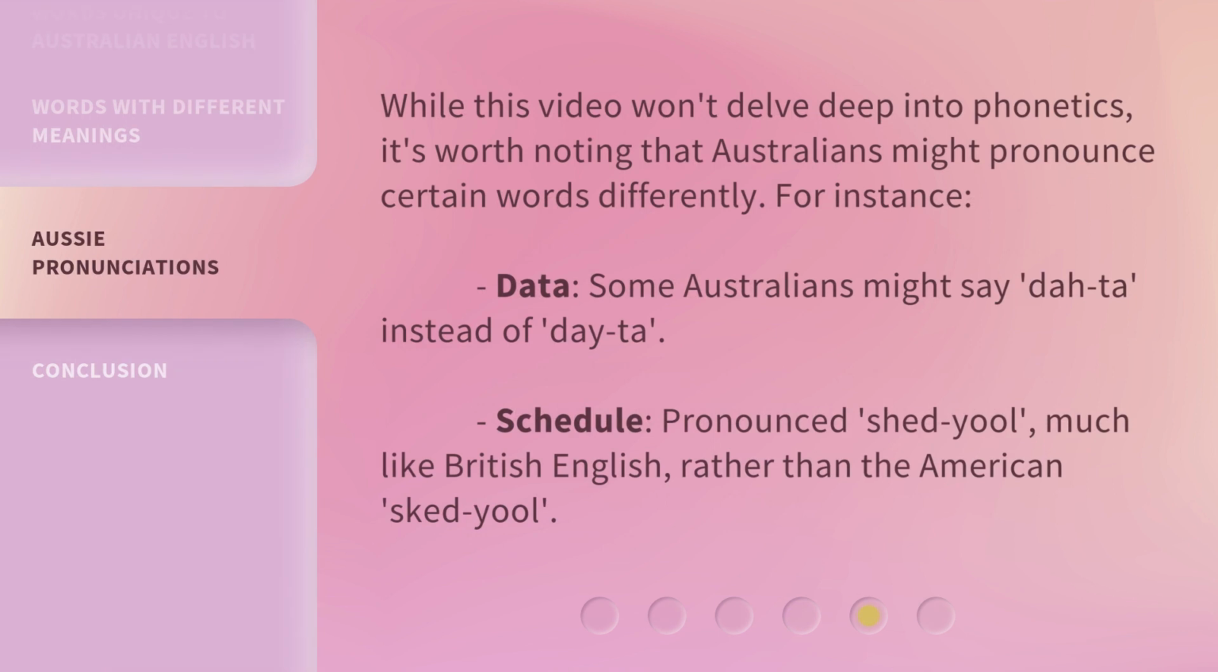Mozzie, an informal term for mosquito in Australian English. While this video won't delve deep into phonetics, it's worth noting that Australians might pronounce certain words differently. For instance, data. Some Australians might say data instead of data. Schedule, pronounced schedule, much like British English, rather than the American schedule.